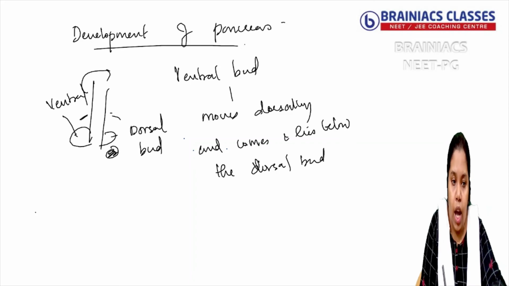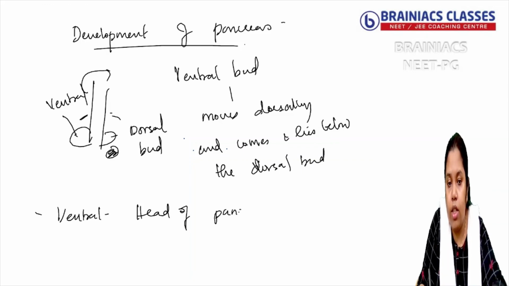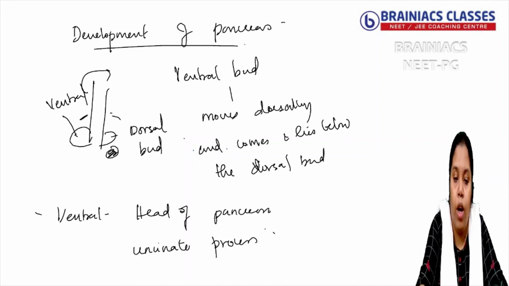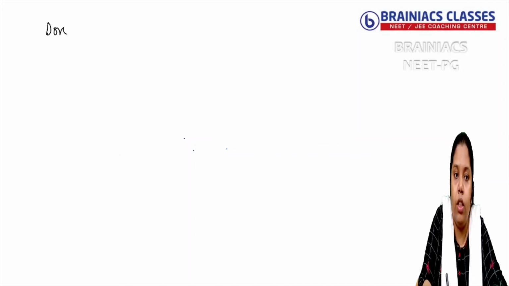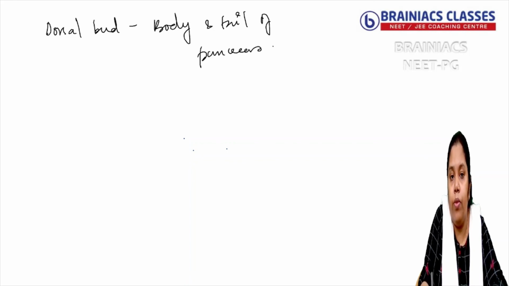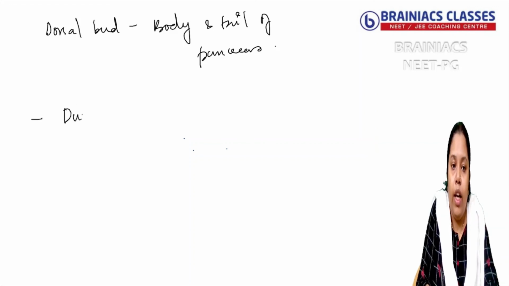From this ventral bud, the head of the pancreas and the uncinate process will form. From the dorsal bud, the body and tail will form. Understand?